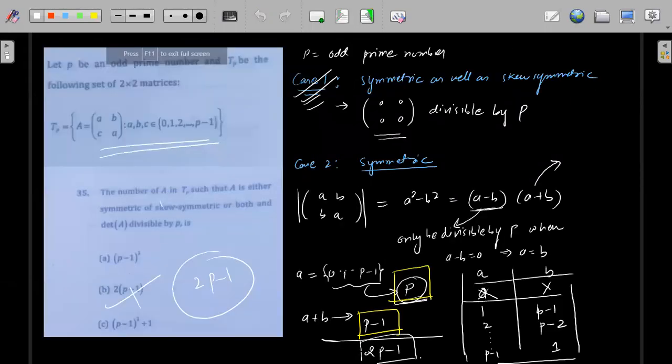So the total number of cases is 2p minus 1. So the answer for this one is 2p minus 1. I think yesterday I gave the answer as 2 into p minus 1, because I subtracted this case from this. I thought that it is counting twice, but I removed this case completely. No. So the answer is 2p minus 1.